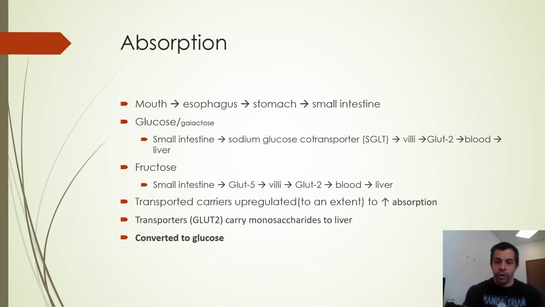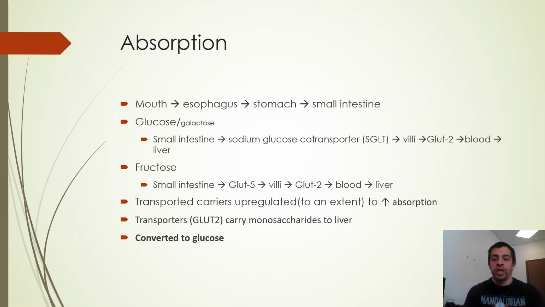So for absorption, you see the goal is to get to the small intestine. Once we get to the small intestine, glucose and fructose are absorbed differently. I put galactose in lowercase mostly because it's not as relevant, but let's talk about glucose and fructose. Within the small intestine, glucose has to be transported through the villi, through a protein carrier called sodium glucose cotransporter.